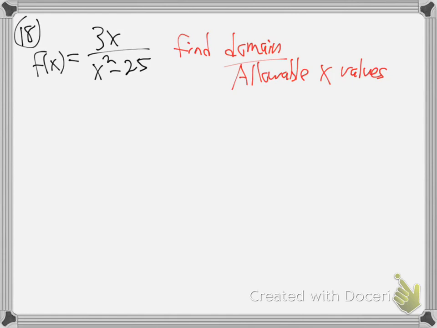Microwave. What should you not put in a microwave oven? Metal. Any kind of metals, right? No metals. So that's not in the domain of the microwave. Domain means things you're allowed to put in. So with that in mind, look at this function, 3x over x squared minus 25. There are certain things that you're not allowed to plug in. Now why not? That's kind of weird. We get it with the microwave, but why could you not put something into that function?